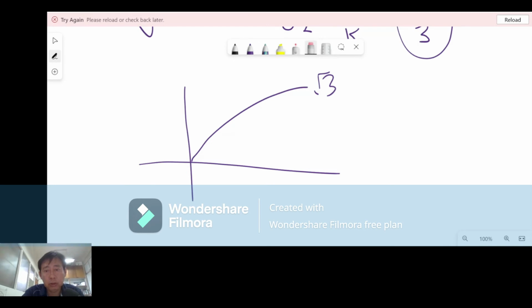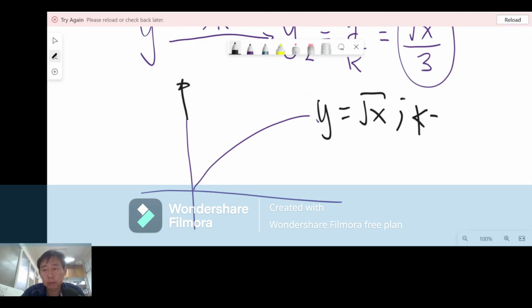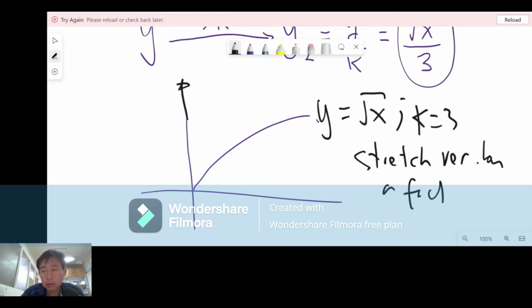So you have a function y equals square root of x. When you stretch it vertically by a factor of k, where k is an integer larger than 1, what you actually mean is that for any value of x lying on the x-axis, say some arbitrary value of x, then this is the value of y on the original function.